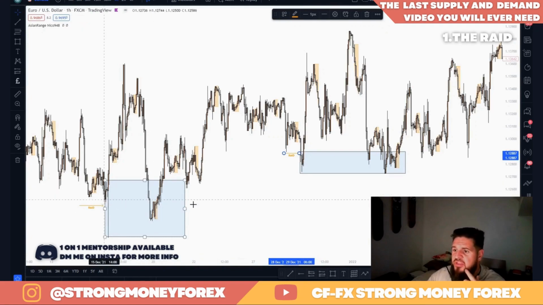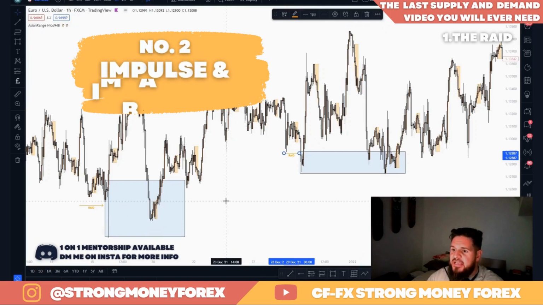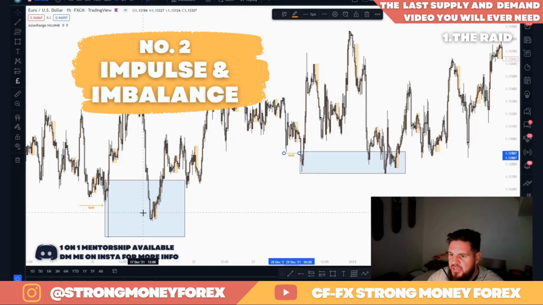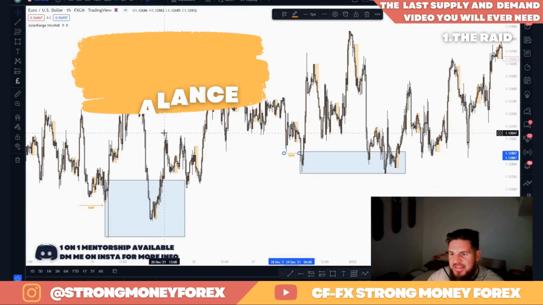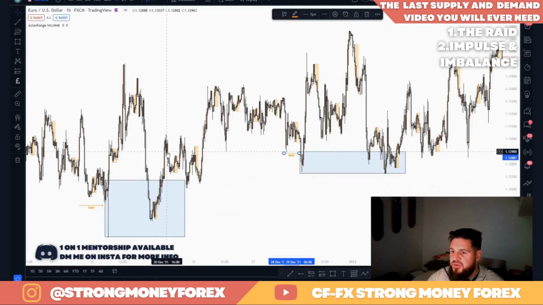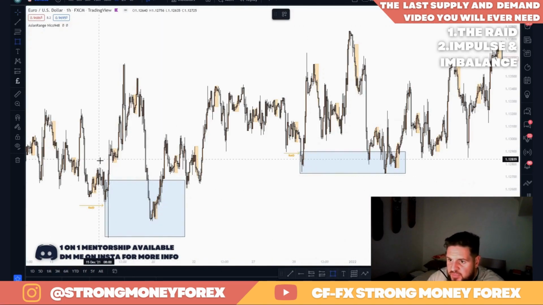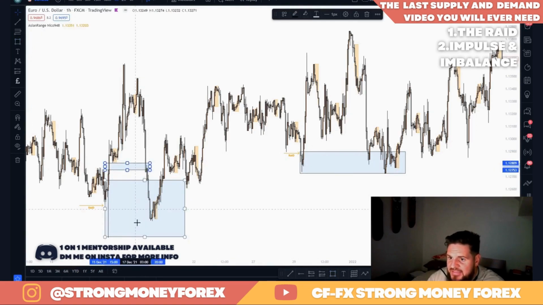Okay, so these two are really valid zones. We've got our raid, okay, and we've got this push up. The next thing that we're looking for is the impulsive move with the imbalance. Now, what I don't want to see when I'm looking at a supply or demand zone is this kind of choppy price action with loads and loads of wicks. That for me is not an impulsive move. That's just a push away. An impulsive move needs to have a really quick reaction. It needs to be obvious. It needs to leave big long candles behind, and most importantly, candles with imbalances left in them.